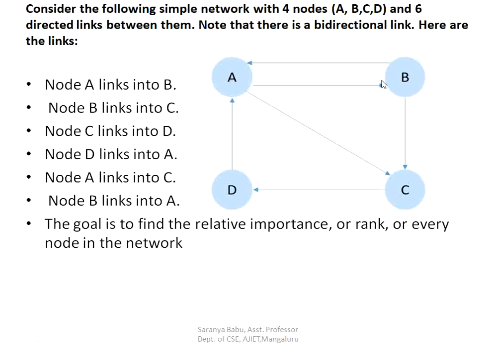What are the directions? Node A links into B, node B links into C, node C links into D, node D links into A. This is a normal connection that we have. Then again, node A links into C and node B links into A. So how many connections are there? 1, 2, 3, 4, 5, 6. Understood? And note that there is a bidirectional link.